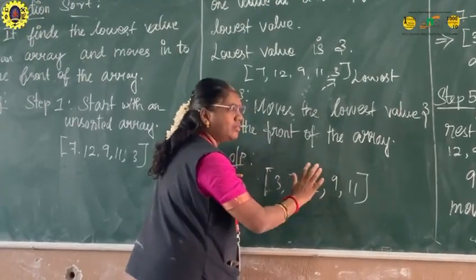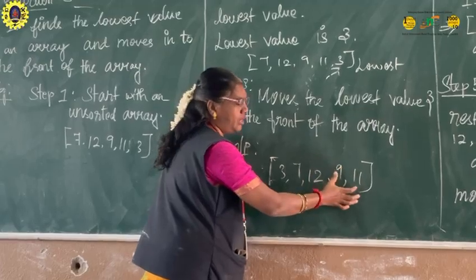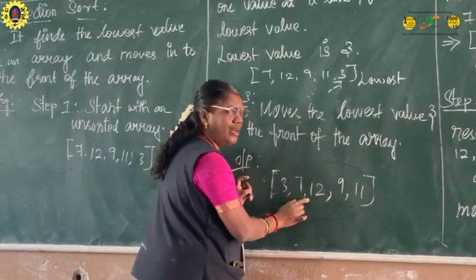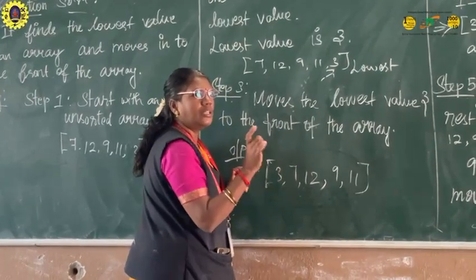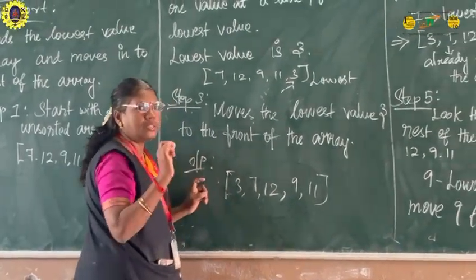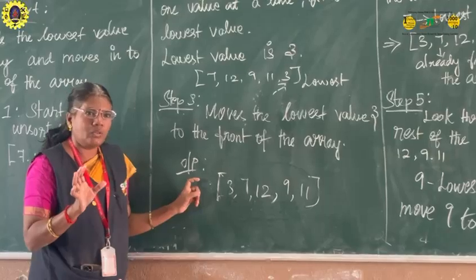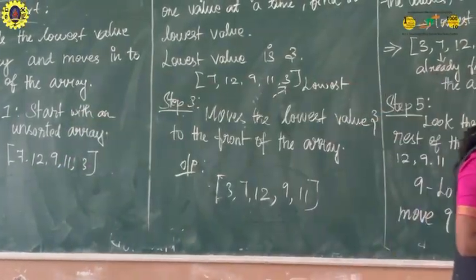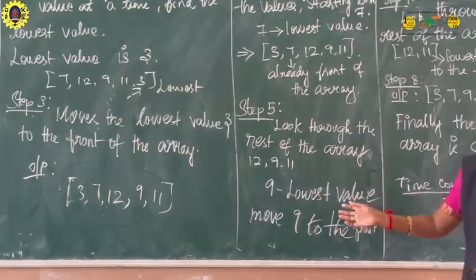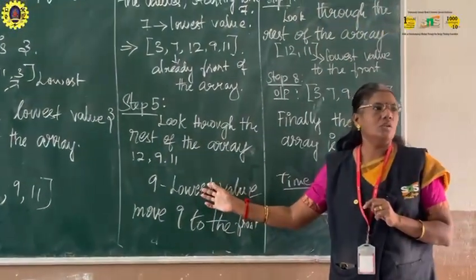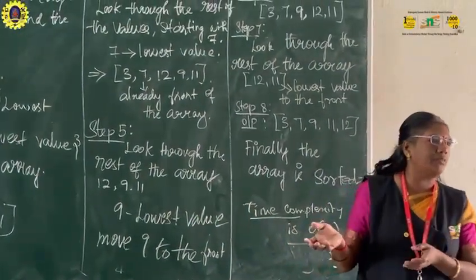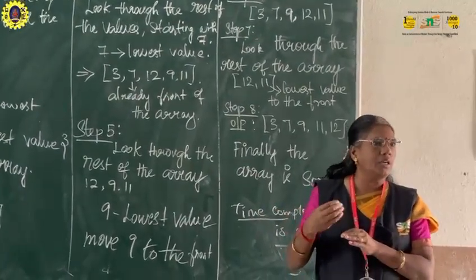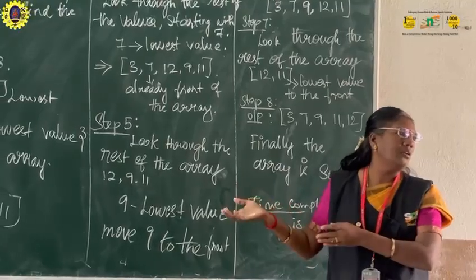For the remaining elements, again we have to check for the lowest element. If a lower element is available, we swap the elements; otherwise, there is no need to swap. This is the process for selection sort. 7 is the lowest element compared to the remaining elements, so 7 is already in the front of that array. So we do not move that element.